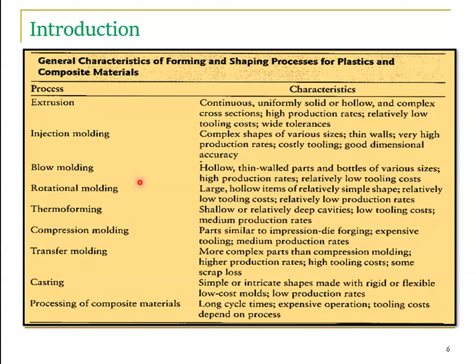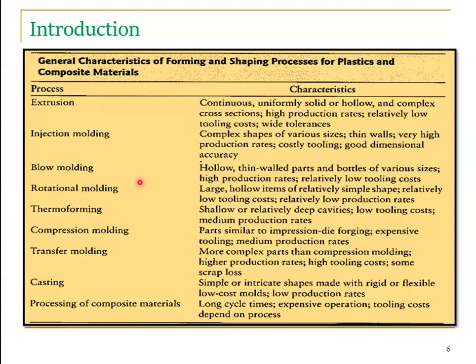That is the smaller one. If you want to fabricate a water tank, assume that the tank is huge in size. If the size increases, then you go with rotational molding. Thermoforming gives shallow or relatively deep cavities, with low tooling cost and medium production rate. So if you want a product with deep cavities, you go with thermoforming. Tooling cost is low, and the production rate is medium.